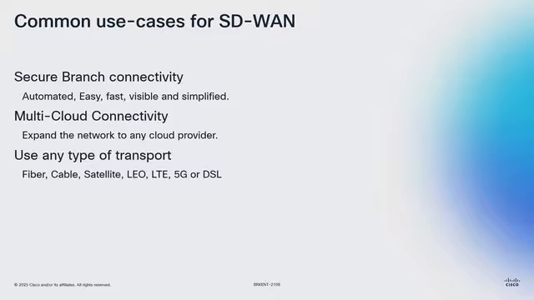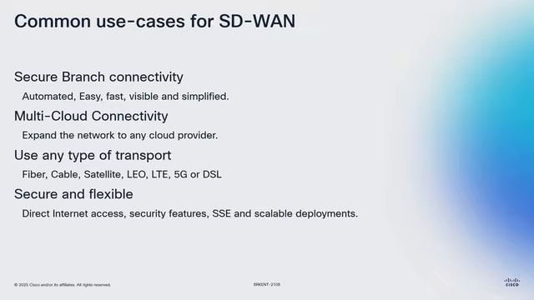And another important thing is you can use any form of transport. So you need not stick to your expensive MPLS or leased lines anymore. You can use the cheaper, more economical option of internet, LTE, or any other form of transport, including Starlink as well, with SD-WAN to extend your wide area networks. And of course, it's secure and flexible with different features like DIA, direct internet access, and all security features either on-box or in cloud security. And it's a very scalable solution for any wide area network of any size, be it a few sites or be it hundreds of sites.